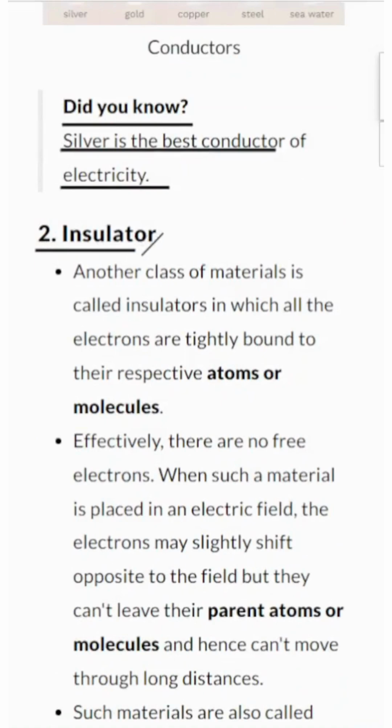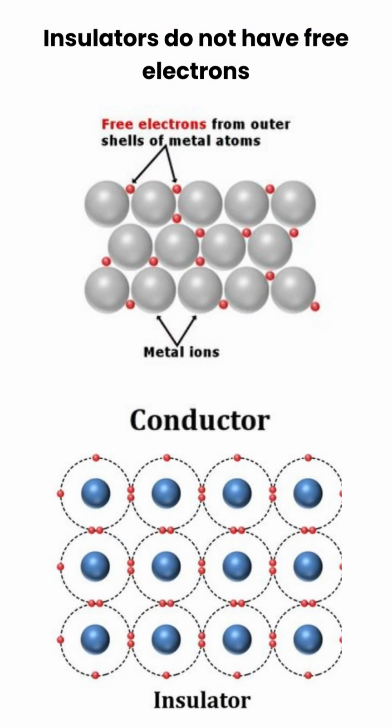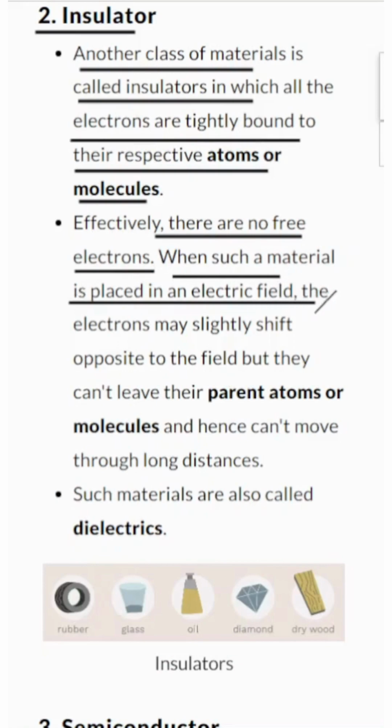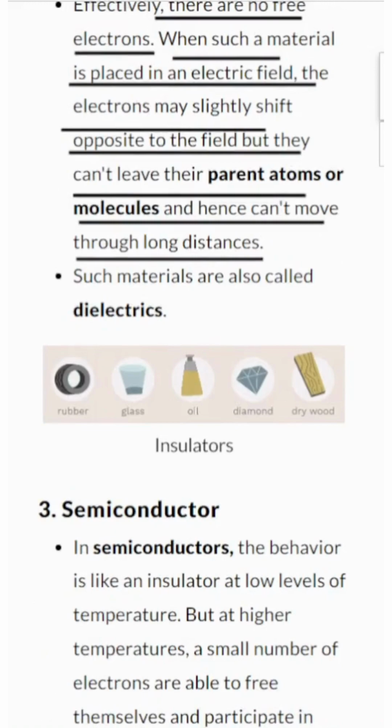Now, let's move on to the second category: insulators. In the world of insulators, all the electrons are firmly bound to their parent atoms or molecules. There are no free electrons to create the dance we see in conductors. When we place an insulator in an electric field, the electrons might shift slightly in the opposite direction, but they can't leave their parent atoms or molecules. It's like a dance where the dancers don't really move, they just sway a bit. These materials are also known as dielectrics.